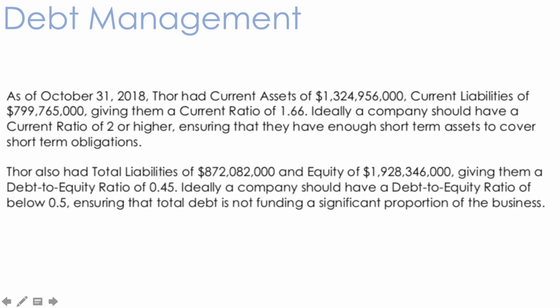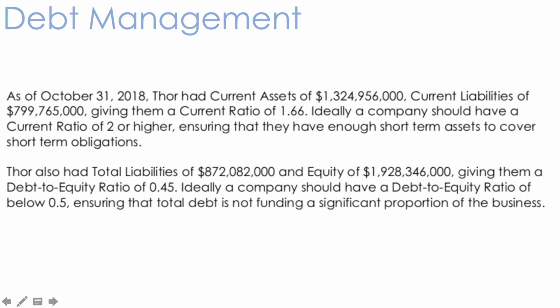Then we need to look at debt management. So do they have too much debt on their plate and how have they been managing that? So as of October 31, 2018, which is the latest report, Thor Industries had current assets of about 1.3 billion and current liabilities of about 800 million. And that gives them a current ratio of 1.66. So ideally, we're looking for a company that has a current ratio of 2 or above. And this basically ensures that they have enough short-term assets in order to cover their short-term obligations. So Thor falls just short of that. And that's something we definitely want to be watching going into the future.